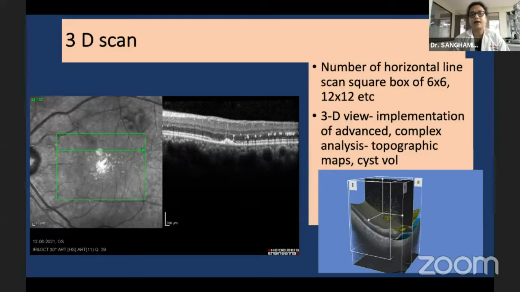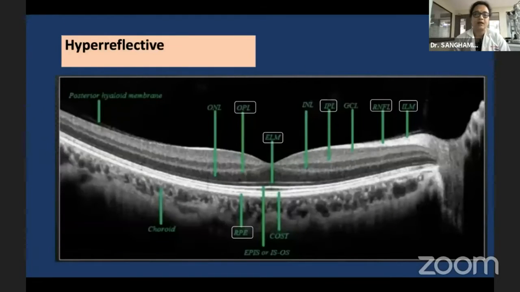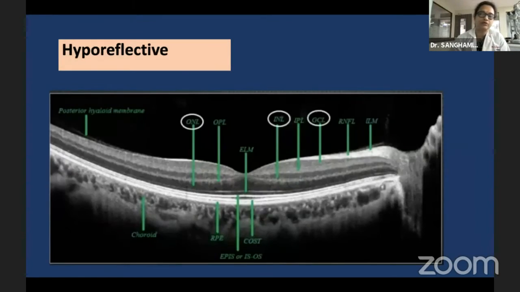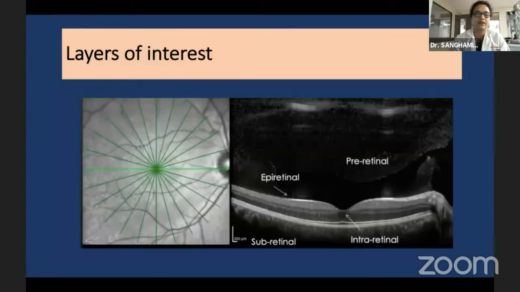A 3D scan is a number of horizontal line scans of a square box of 6 into 6 or 12 into 12. A 3D view implementation of advanced complex analysis, topographic mapping, or a cystic volume analysis can be done with this. What we need to know in OCT is a hyperreflective and a hyporeflective zone. There are 3 hyporeflective zones, so the rest are hyperreflective in a normal OCT. The ONL, the nerve fiber layer, outer nerve fiber, ganglion cell layer, and the inner nerve fiber layer are the hyporeflective zone. The rest are hyper.